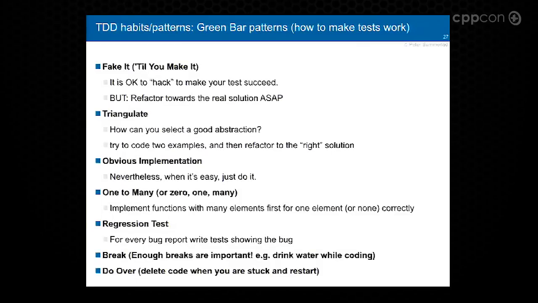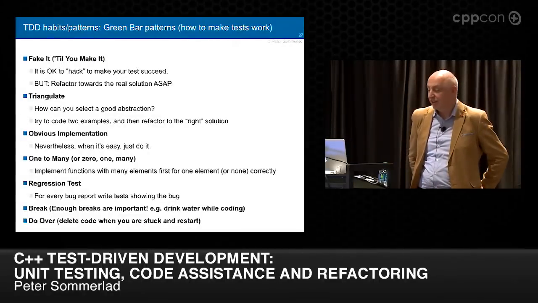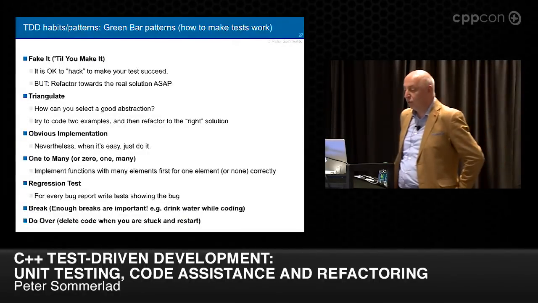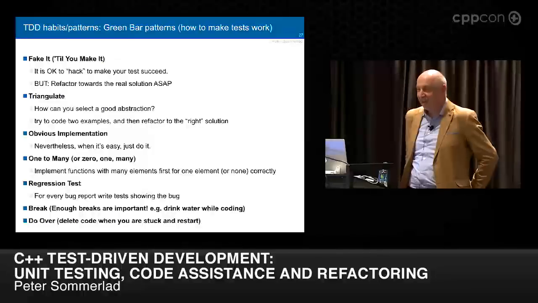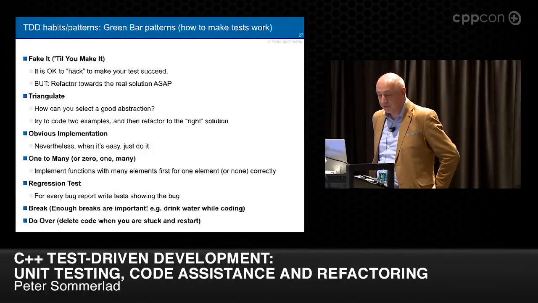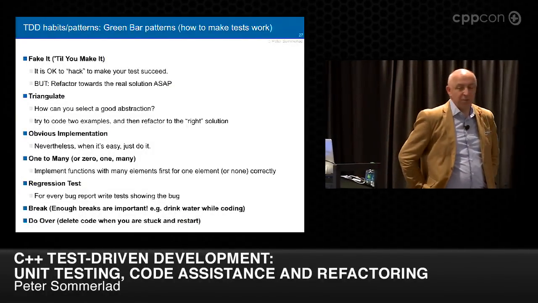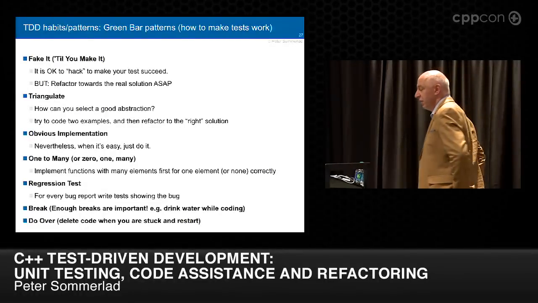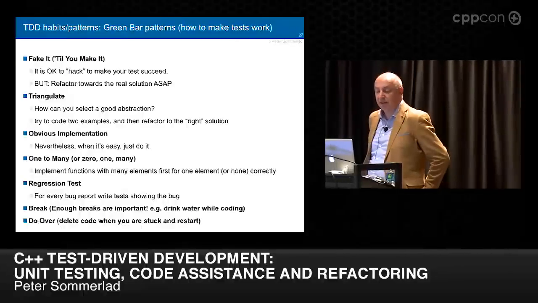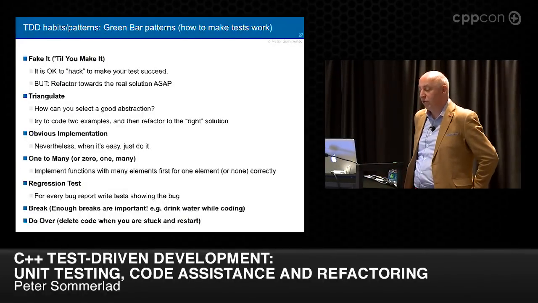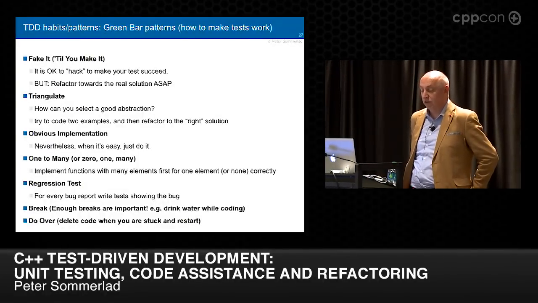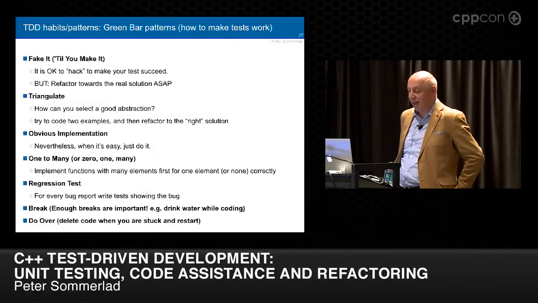How do I get to a green bar? One thing you have seen me doing is fake it till you make it. It's not fake it forever, but it's okay to not solve the problem yet to make the test succeed. But refactor toward the real solution. If you just fake it, it's a fake, and that's not what you want. Triangulate: if you don't know exactly how to solve something, try several ways to do it and then refactor to the right solution. If it's too obvious, do it right now.